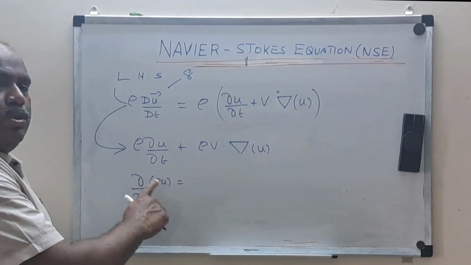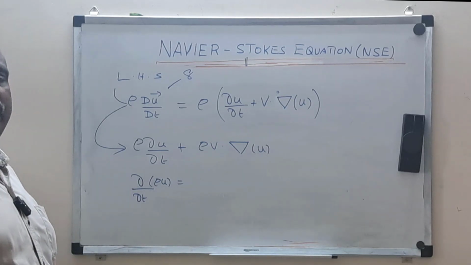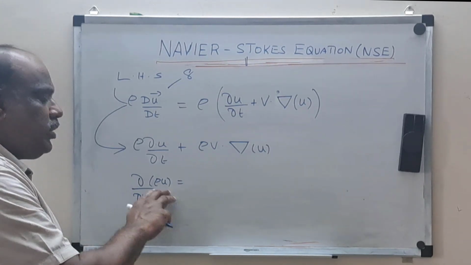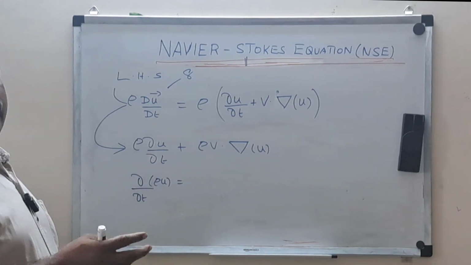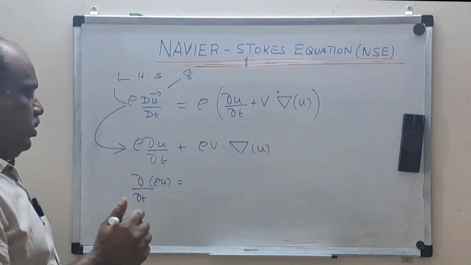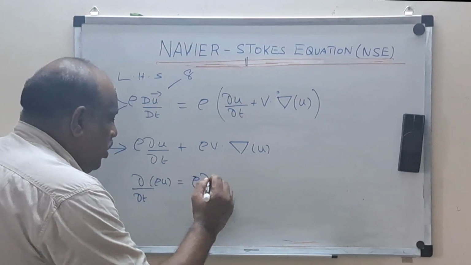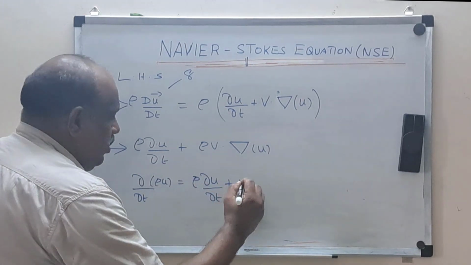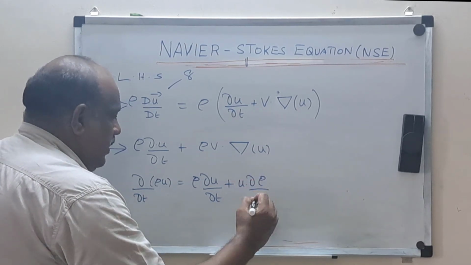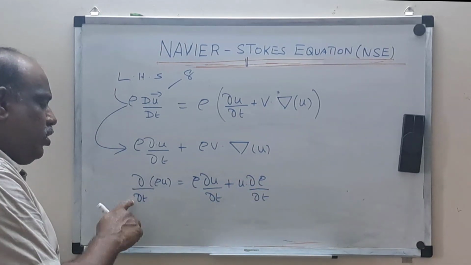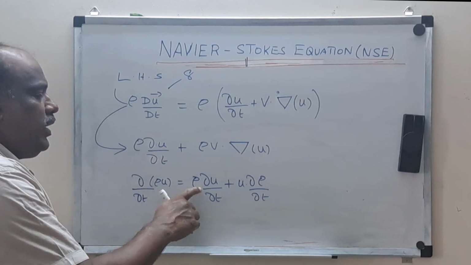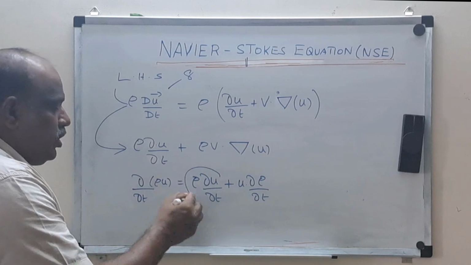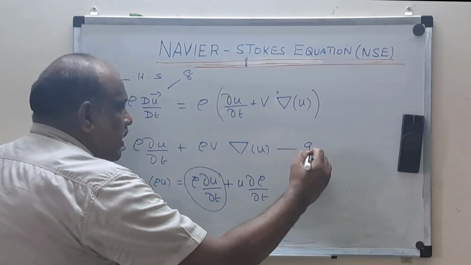Now we have two variables, rho and u, because it can be for both compressible or incompressible. So rho is a variable also. So we have two terms, so we have to go for the uv rule: u dv plus v du. So it will become rho into dou u by dou t plus u into dou rho by dou t. This is fine. So dou by dou t of rho u will be equal to rho into dou u by dou t plus u into dou rho by dou t. Let us call this equation number 9.